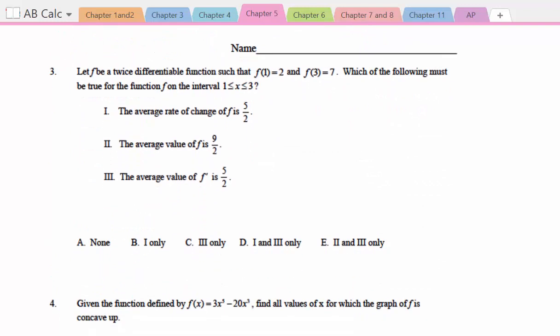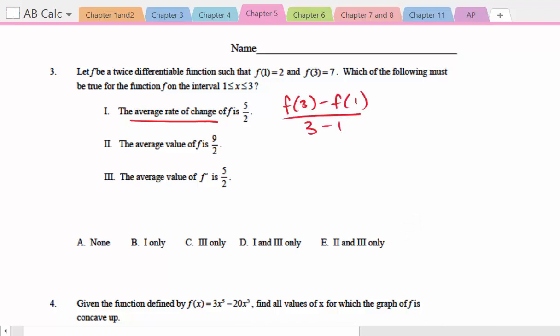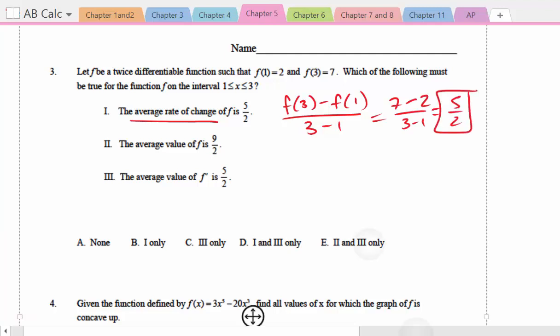Number 3, let f be a twice differentiable function such that f of 1 equals 2 and f of 3 equals 7. Which of the following must be true for the function f on the interval from 1 to 3? Is it true that the average rate of change of f is 5/2? Yes, because average rate of change is this, and that's 7 minus 2 over 3 minus 1, which equals 5/2. And I'm all set. So I know this one's true.